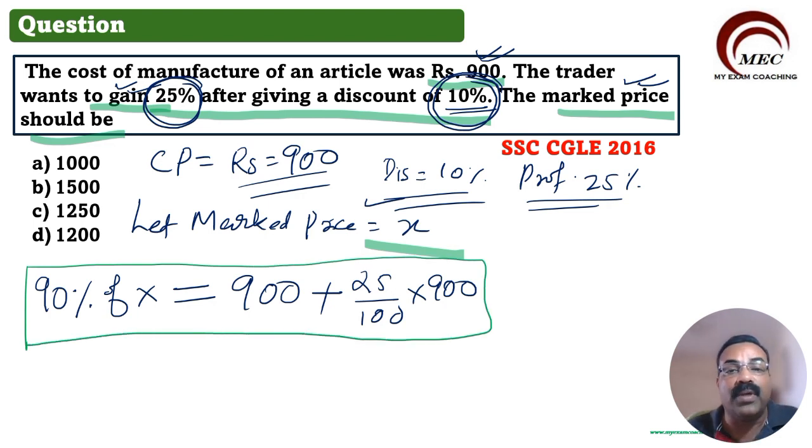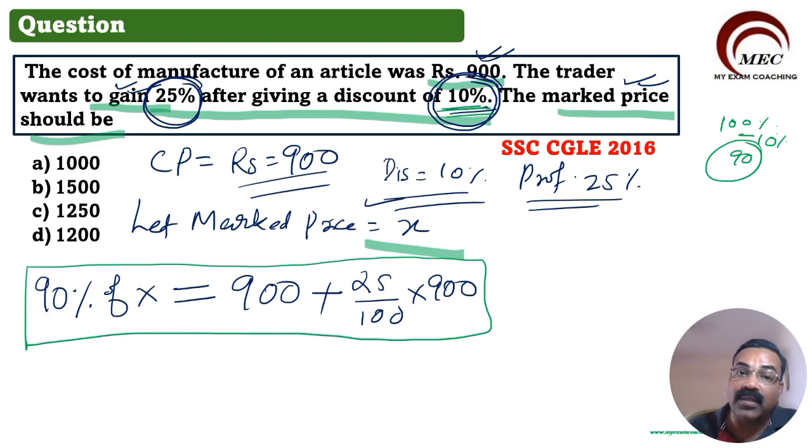He wants to give 10% discount. If there is 100% and you are giving minus 10% discount, the balance will be 90%. 90% of what? 90% of the market price. So what is the market price? We don't know. That is what we need to find out. So we have taken that as X. So 90% of X is equal to how much he paid?